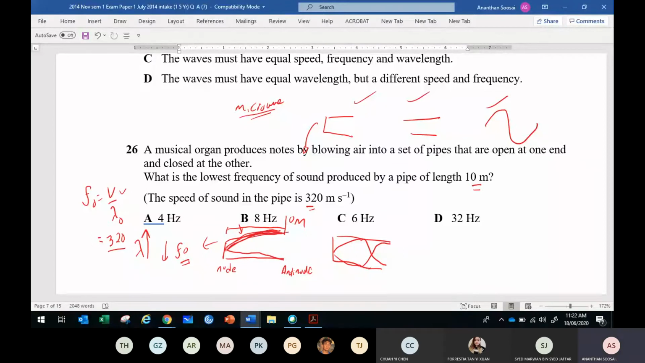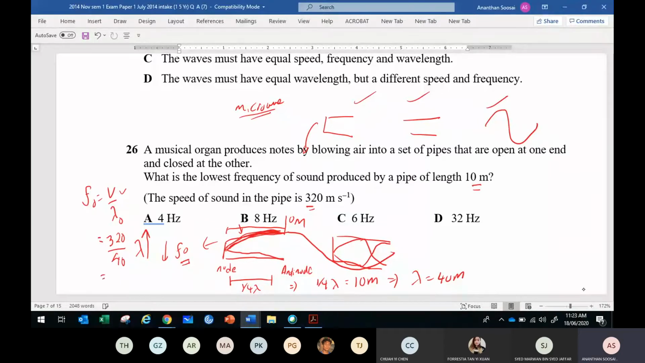Go up, come down, and go up like this. So this is how many wavelength? Quarter wavelength. So conclusion is what? Quarter wavelength is how many meter? 10 meter, the size of the pipe. So the wavelength is 40 meter.